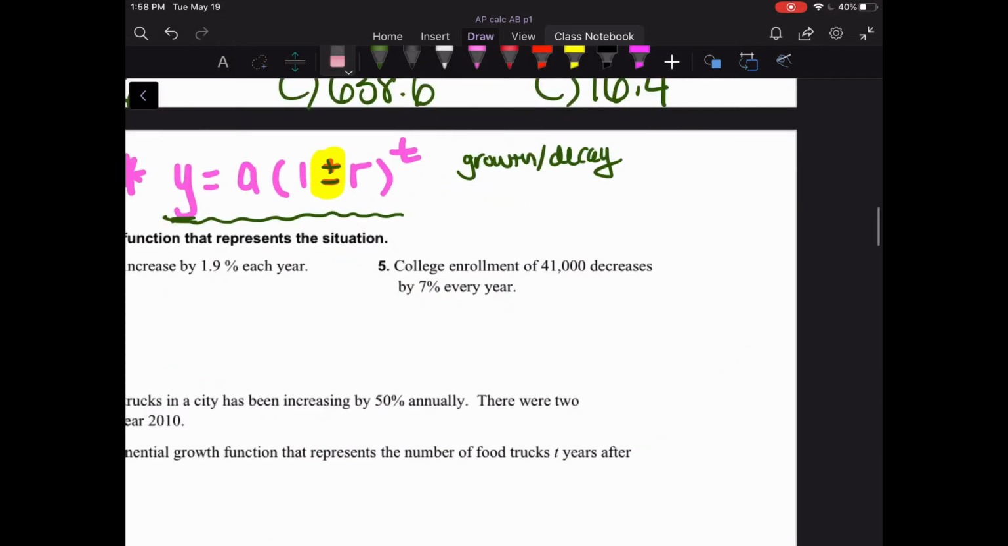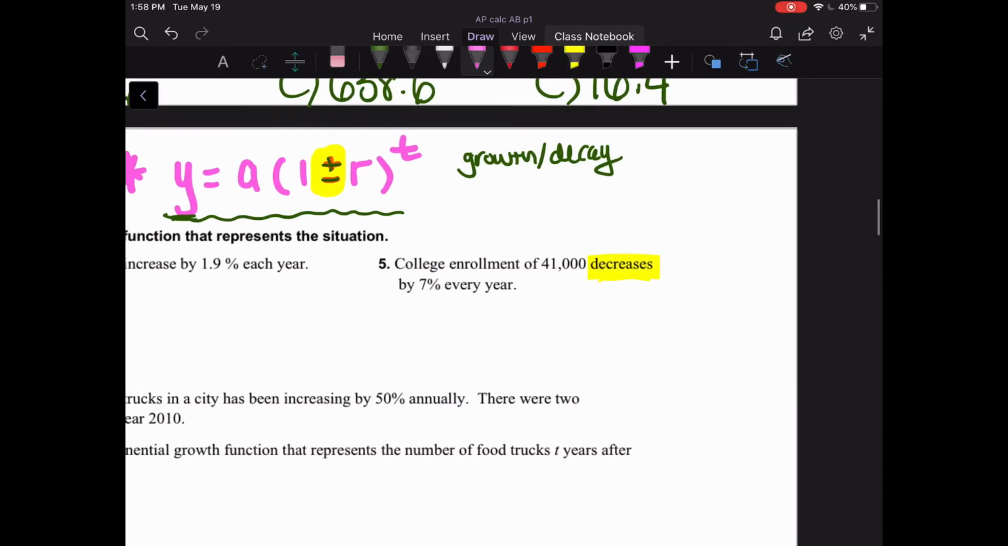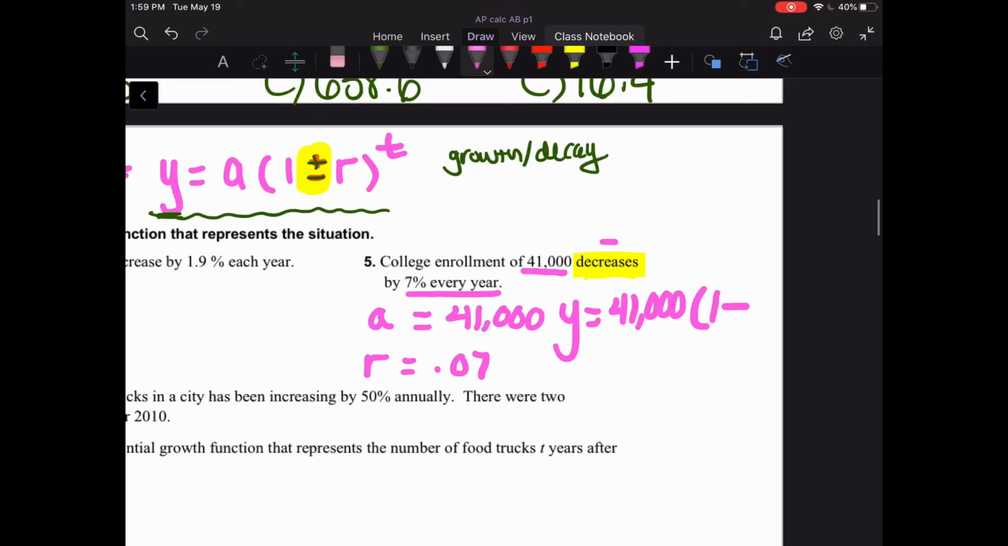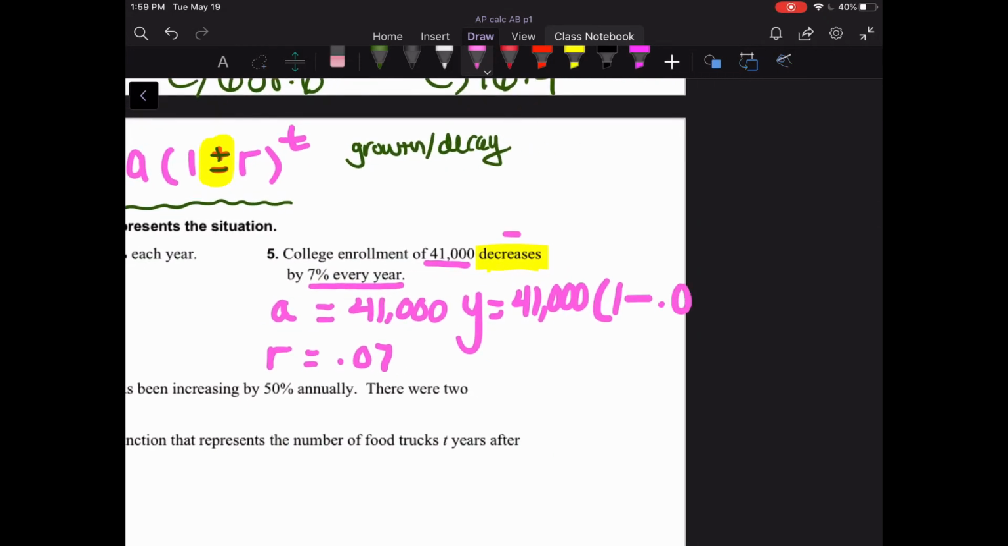Number 5, I see the word decrease. I know we're looking at exponential decay. That starting amount A is equal to 41,000 students. The rate is 0.07 because we want it as a decimal. And our final function will be y equals the initial amount, 41,000, times 1 minus, since it's decreasing, 0.07 to the power of t.